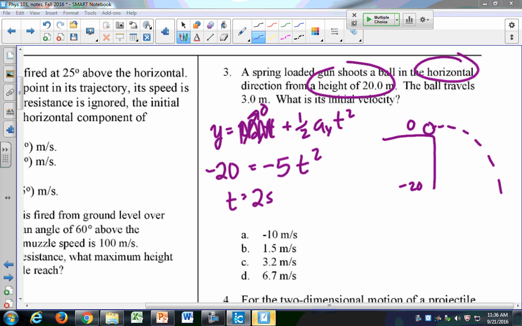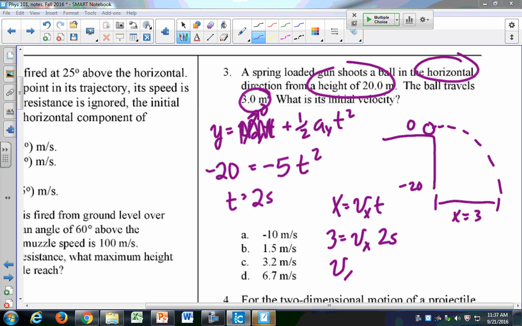And then it goes a distance of 3 meters. I say x is equal to vx times t. I know this distance is x equal 3 meters. So I say 3 equals vx times t, which is 2 seconds. So vx equals 1.5. So B is the right answer there.